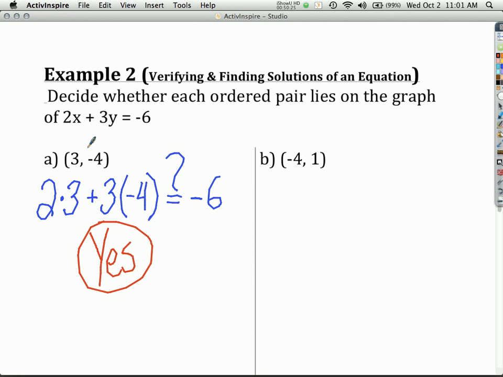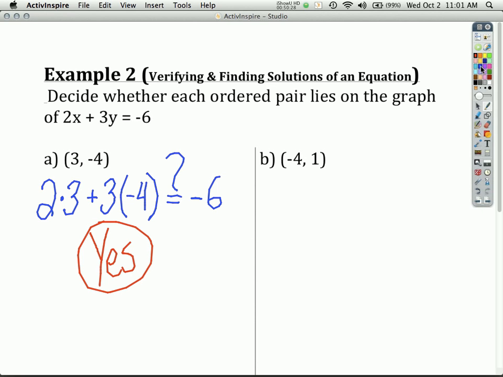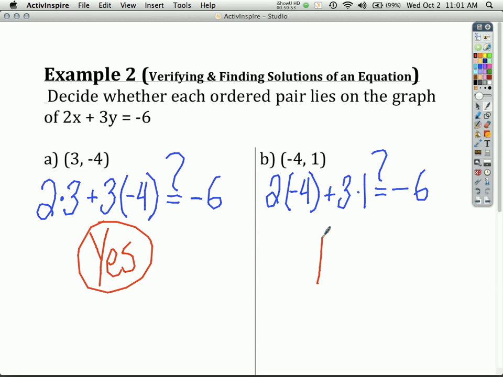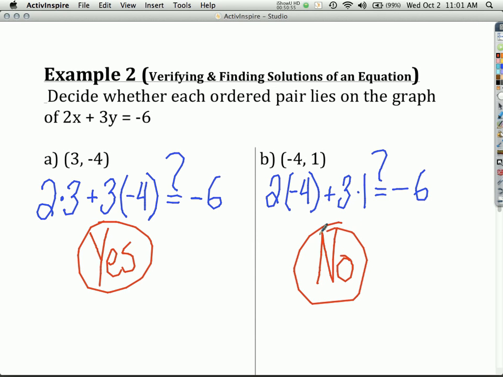So let's check -4, 1. Plug it in. 2 times -4 plus 3 times 1. Does that equal -6? Give me a thumbs up if you think it's a true statement. Good, you shouldn't put your thumb up because the answer is no. What that means is this is not a solution and it is not on the graph of this.